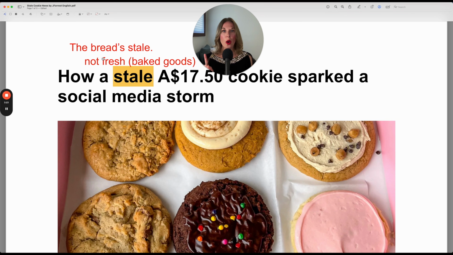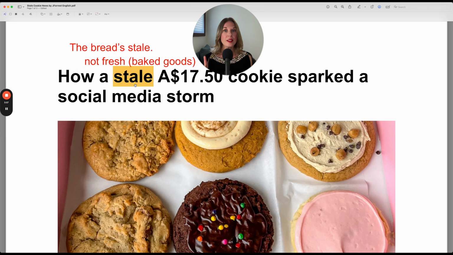Stale means not fresh. It's an adjective. We use this specifically with food, but not all food. We really only use this with baked goods, such as cookies, bread, pastries, things like that. So if someone asks you, do you have any bread, you could say, yeah, but it's stale. So you're letting the person know it's not very fresh. The bread's stale. So this is an adjective that describes the bread, or in this case, the cookie.